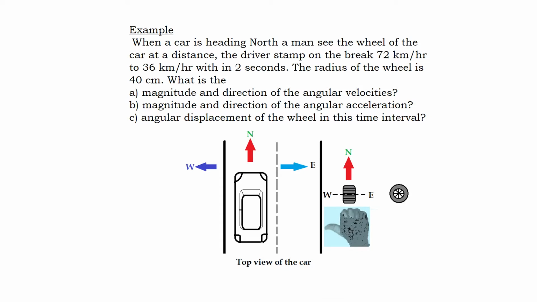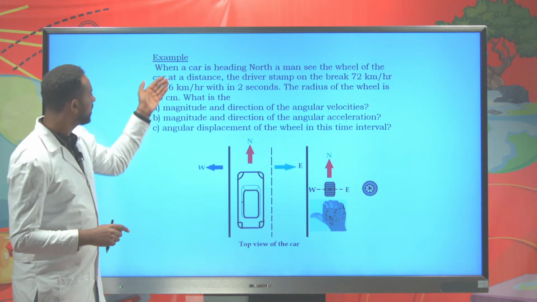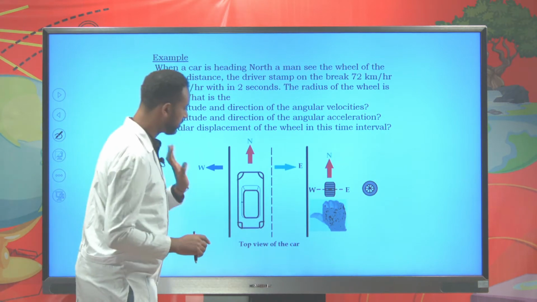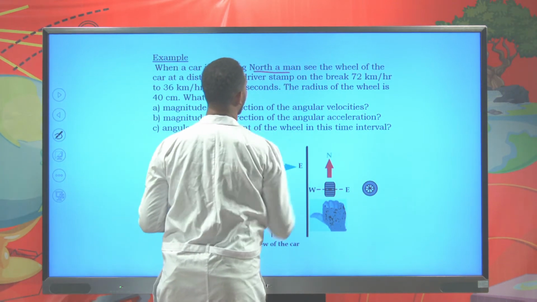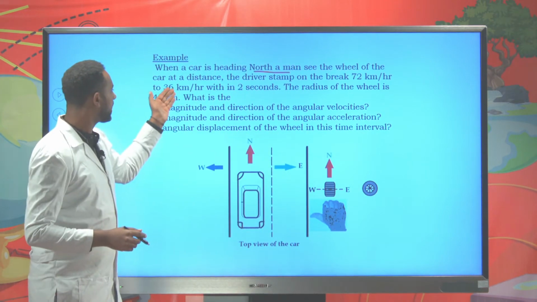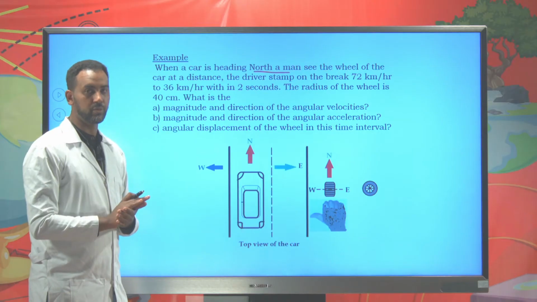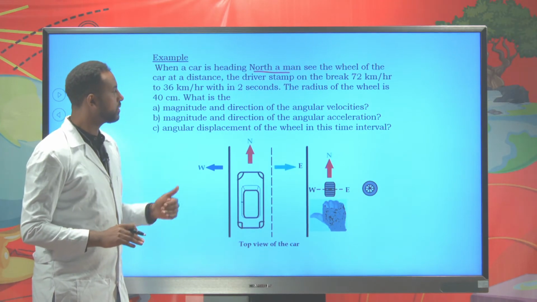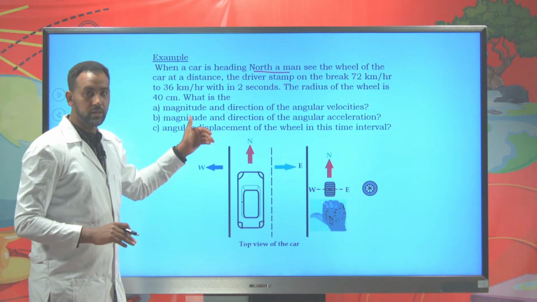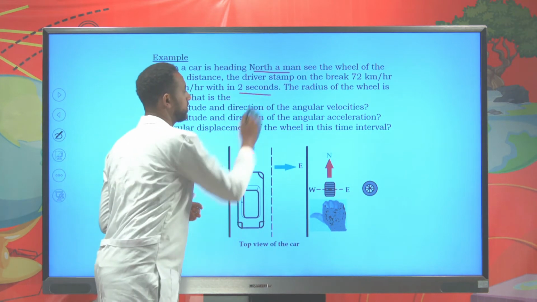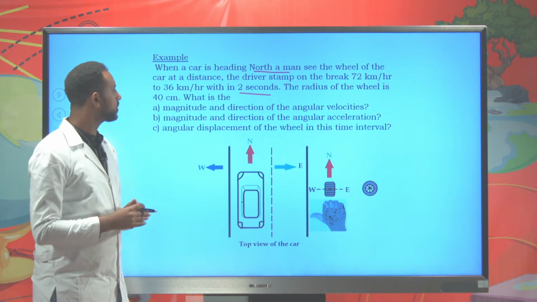So we can have different examples. First, let's see this example, and we'll try to solve it later. Let's assume that here you have a car. The car is heading north, and the driver stamps on the brake to stop the car. The car was initially moving at 72 kilometers per hour, and then it reached 36 kilometers per hour within 2 seconds. The radius of the wheel is already given to be 40 centimeters.